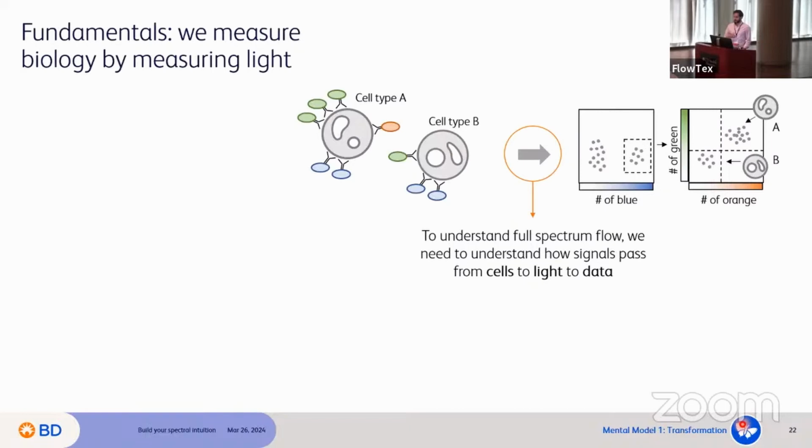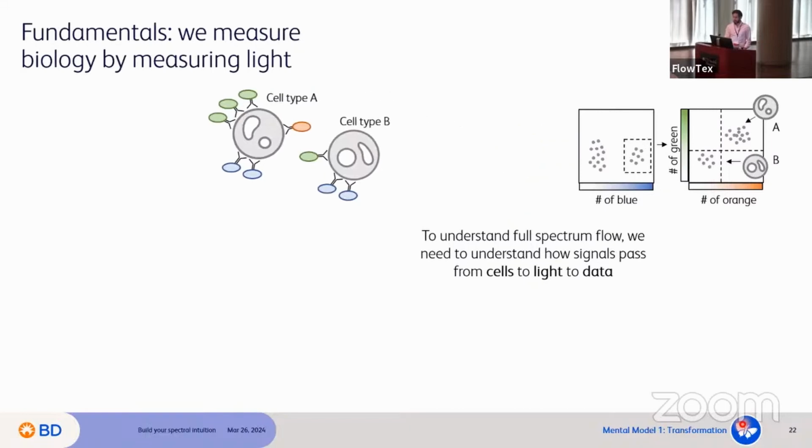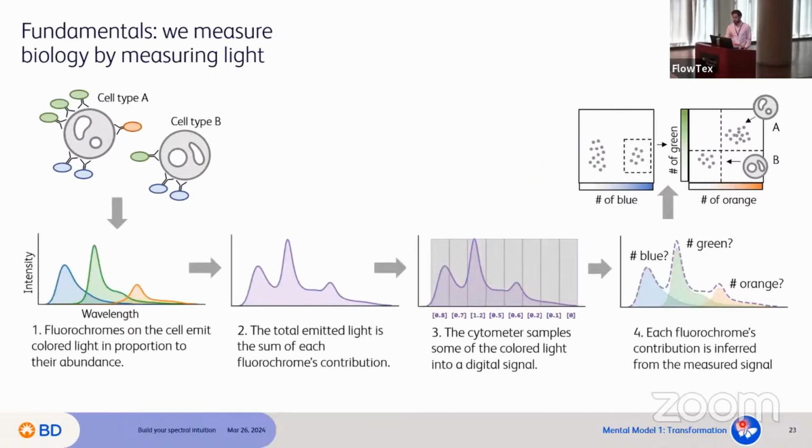So to understand what spectral flow is doing, we need to really think about this process where we go from a labeled cell to some information. Well, if I break this out step by step, I'm kind of going through this process of signal transformations. So first, I've encoded my molecular information with these colored molecules. I'm then going to excite those molecules and measure the resulting photons that come. Of course, the total signal I get is just the sum of each of those individual fluorochromes that's on my cell. The cytometer is then going to sample that with some number of detectors and convert it to a digital signal.